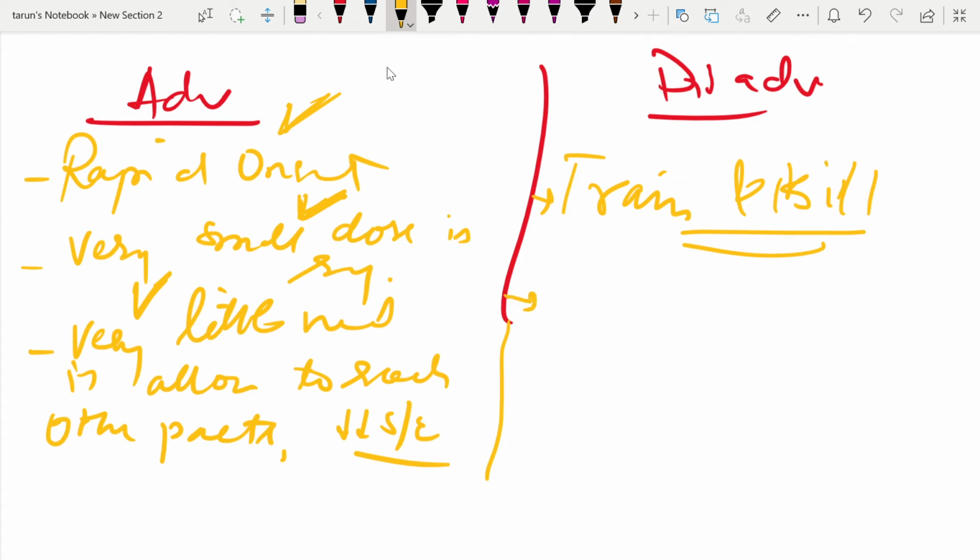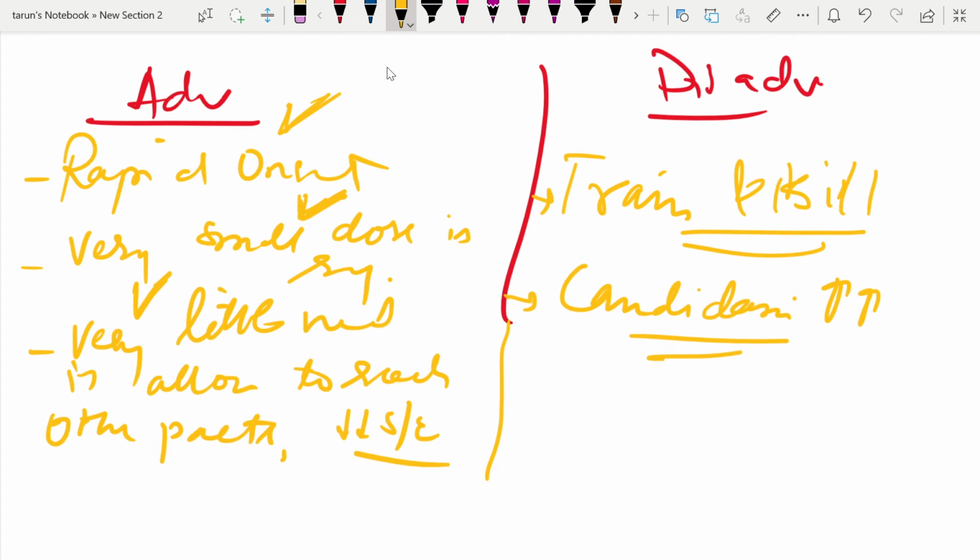Then there are pharyngeal infections like candidiasis with inhaled corticosteroids. There is a risk of candidiasis if the device is not cleaned at regular intervals and the mouth is not rinsed after using the device. So the disadvantages are that training and skill are required to use the device and there is a risk of infection like candida.